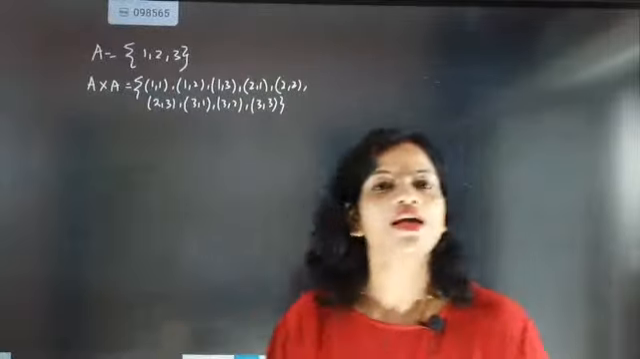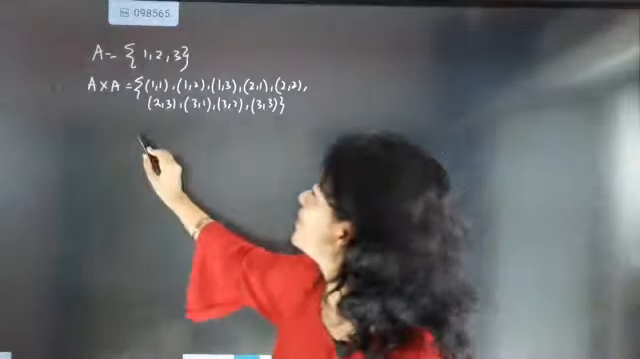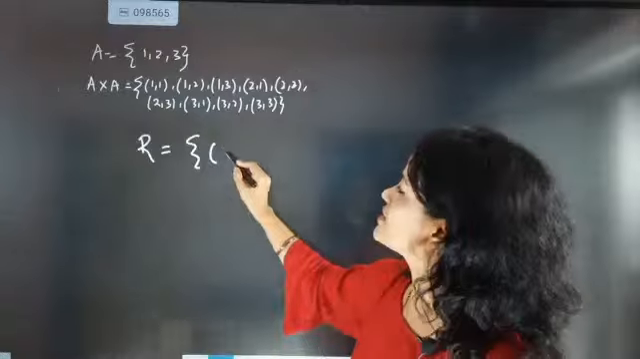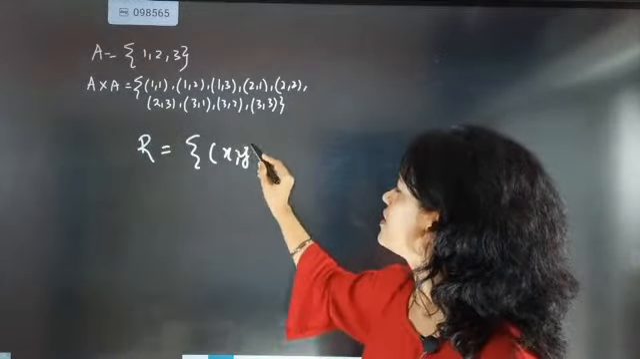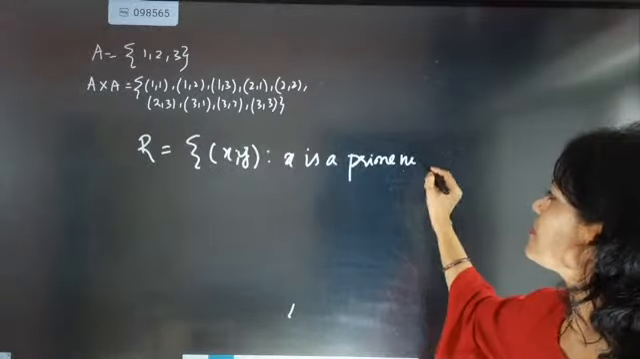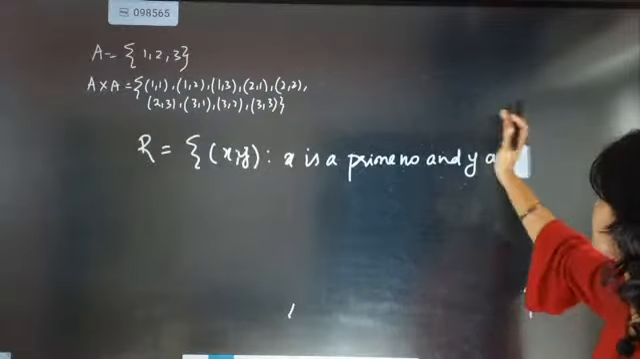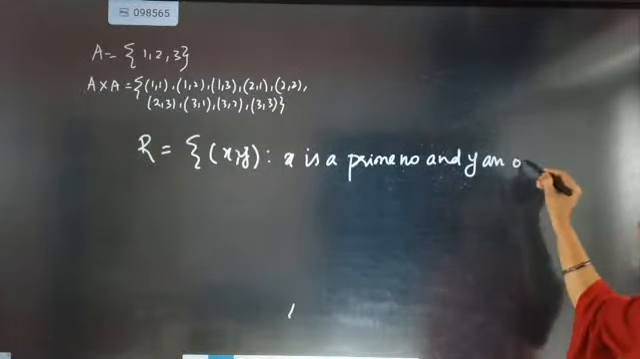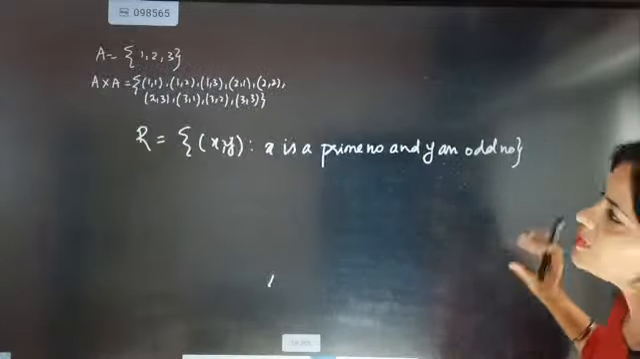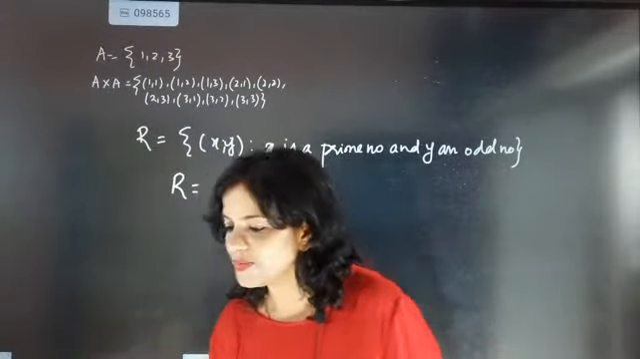Now look here. A cross A is coming: 1, 2, 3, 4, 5, 6, 7, 8, 9. Now, what will be the relation here? I am giving you one question: x comma y such that x is a prime number and y is an odd number. Now tell me which and all will be the relation here? Come on, start writing the answer.